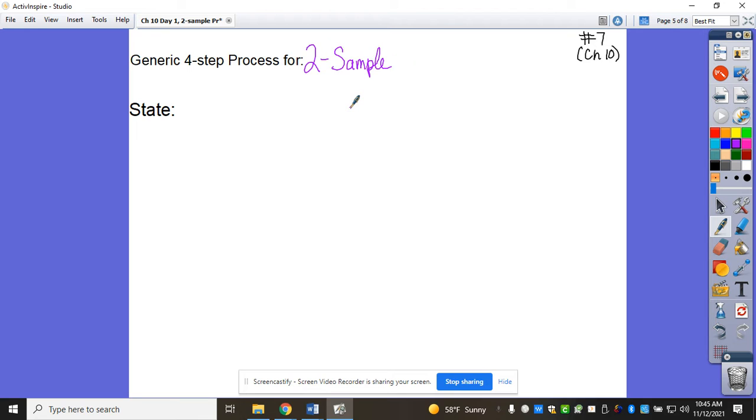What's my next decision? Z or T, but today I'm going to go with proportion, so it's going to be Z. What's my next decision? Interval or test. I'm going to tell you today we're just going to do interval. And usually it's for what? So I just write difference in because we've got 2 and we're subtracting them.